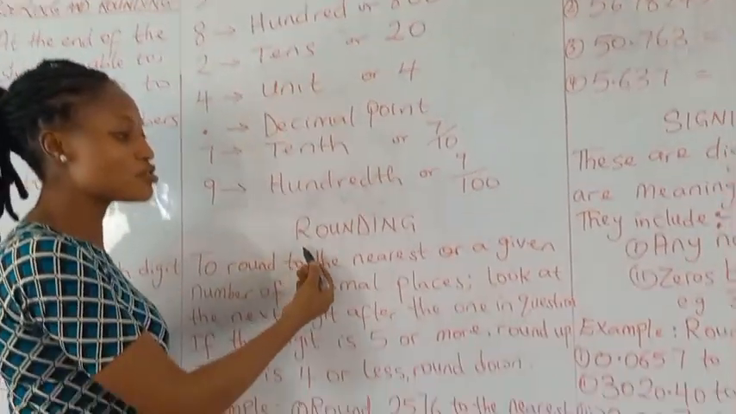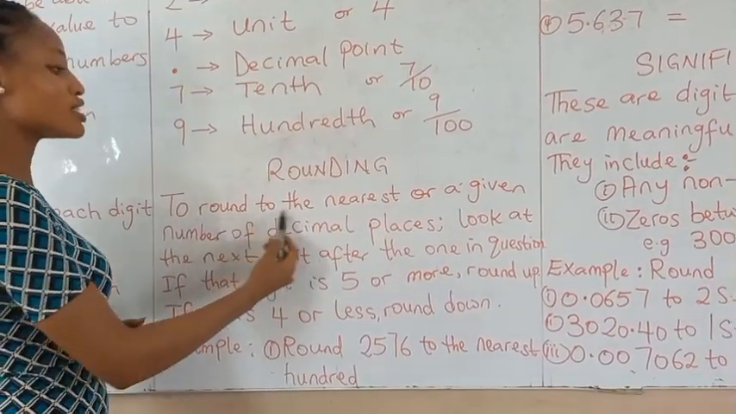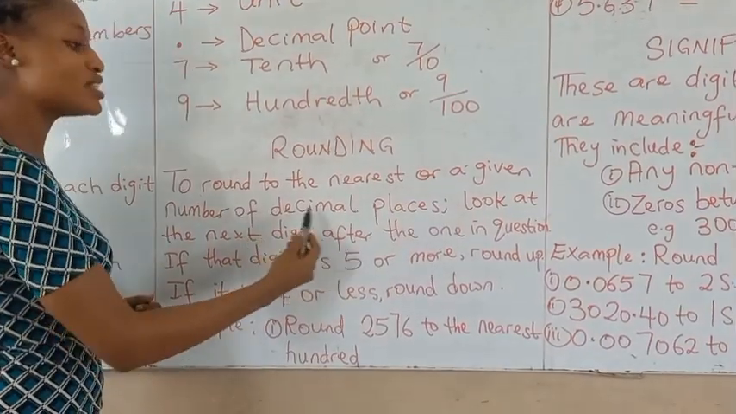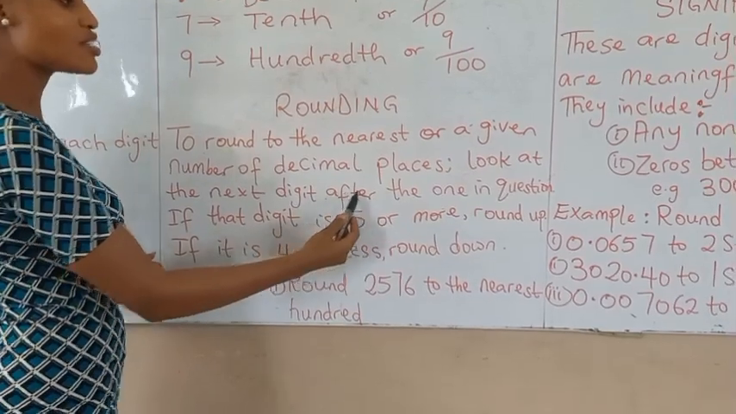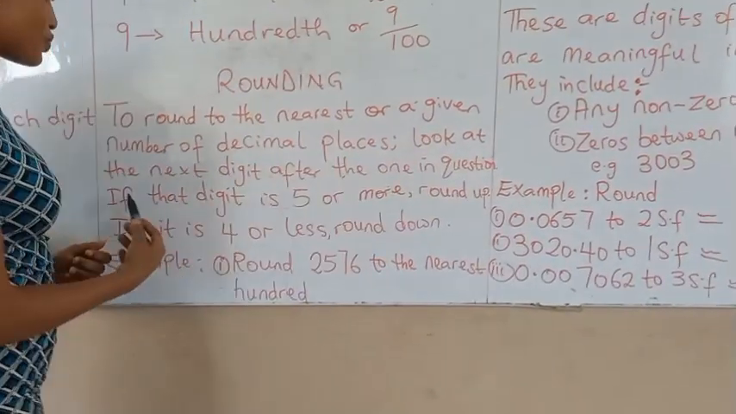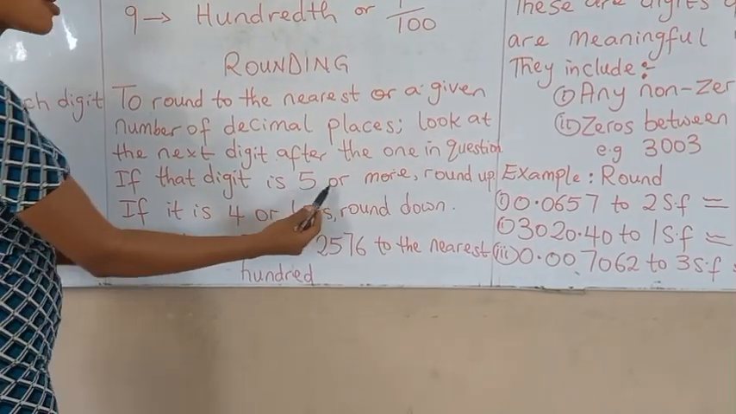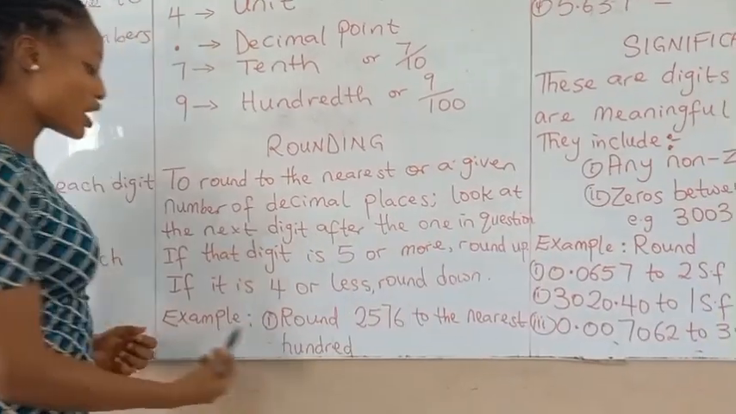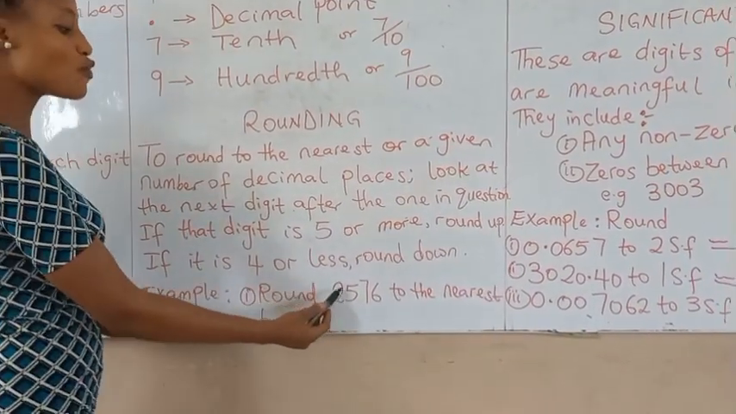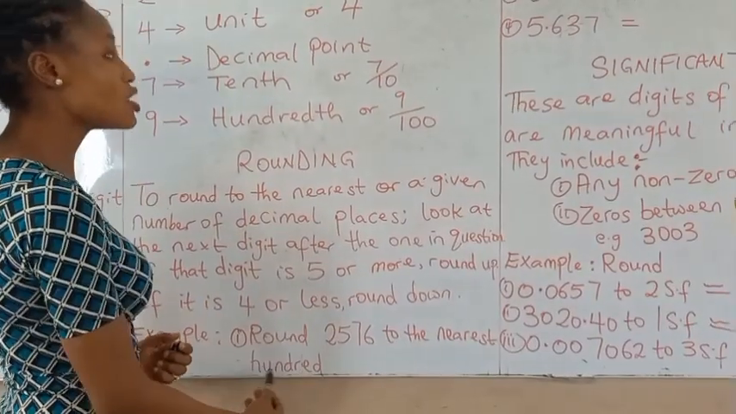We are now going to rounding. To round to the nearest or a given number of decimal places, look at the next digit after the one in question. If that digit is 5 or more, you have to round up. If it is 4 or less, round down. An example says round 2576 to the nearest 100.